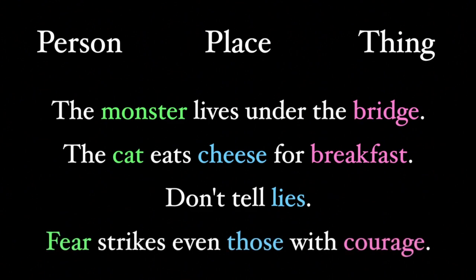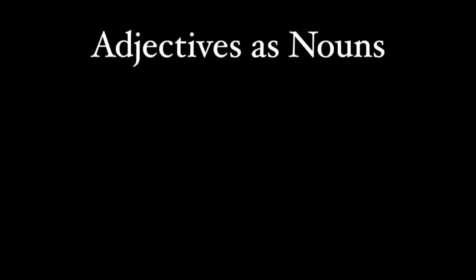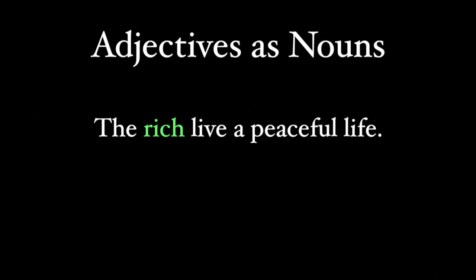But there's more than you even knew. You know, some adjectives function as nouns because of this. The rich live a peaceful life. Rich is technically an adjective, but since it's serving as the subject of the verb live, it's acting substantively. That's the term used for adjectives when they're actually nouns.